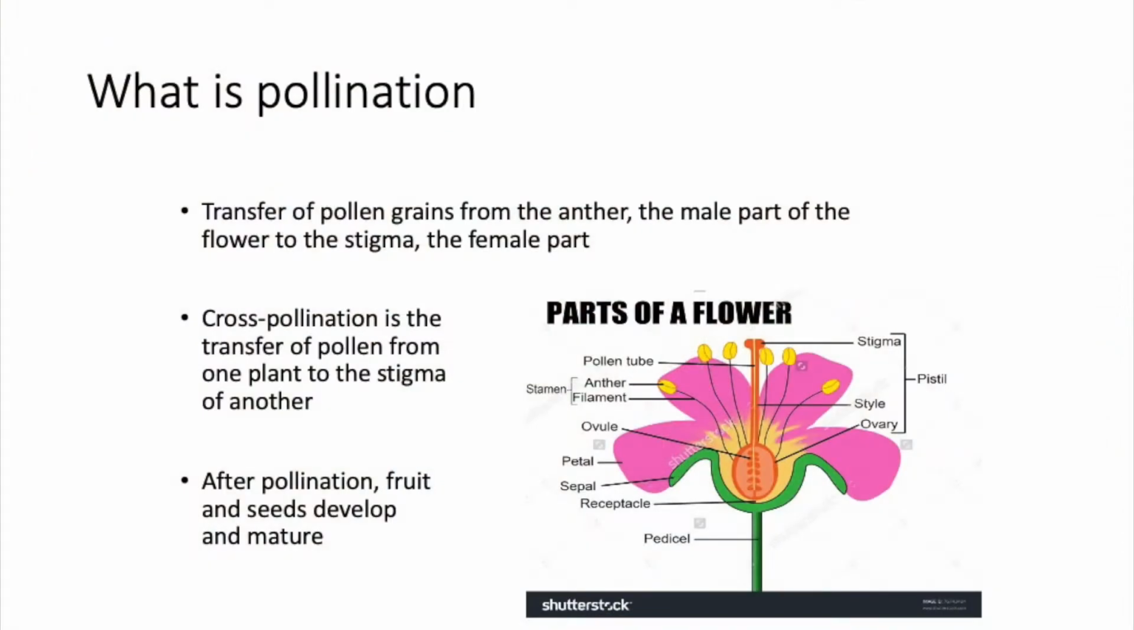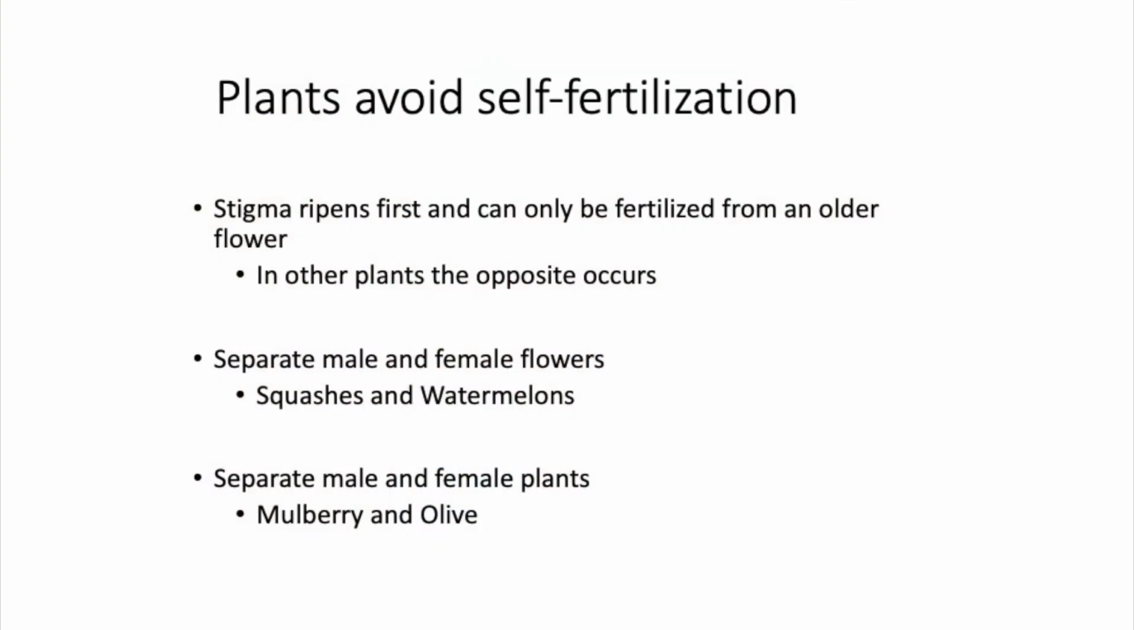Pollination is the transfer of pollen grains from the anther, the male part of the flower, to the stigma, the female part. Cross-pollination is the transfer of pollen from one plant to the stigma of another. And after pollination, of course, fruit and seeds develop and mature.